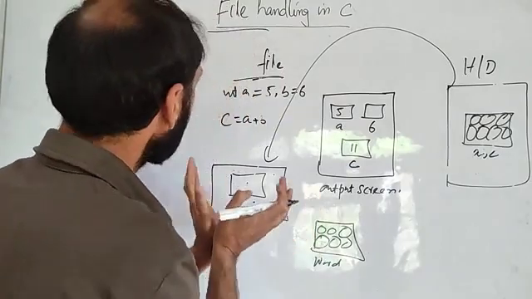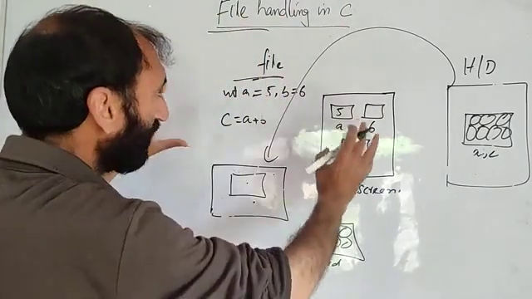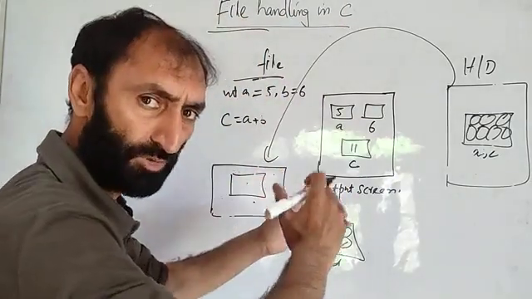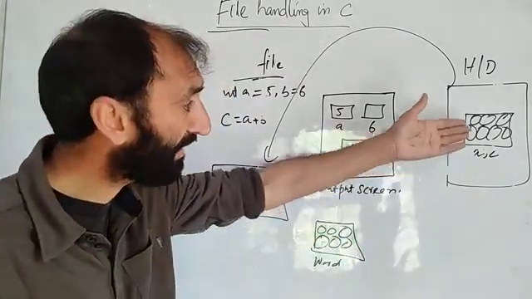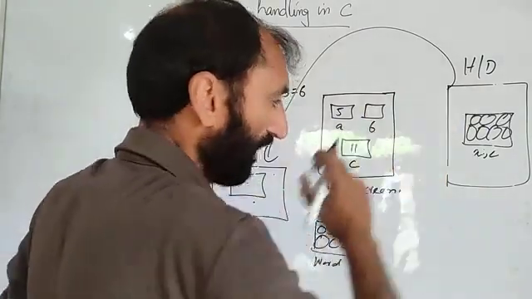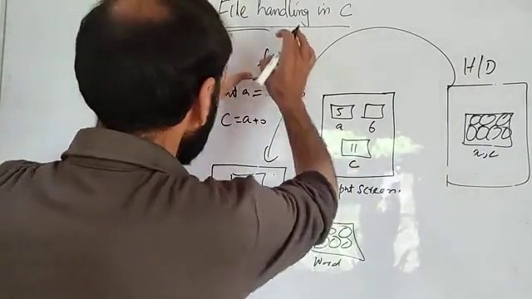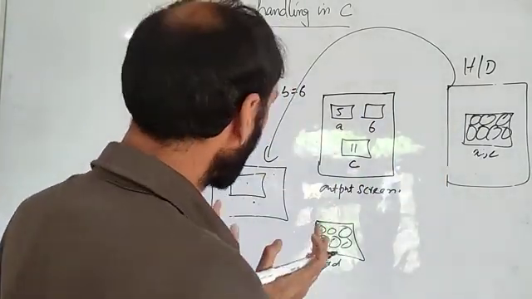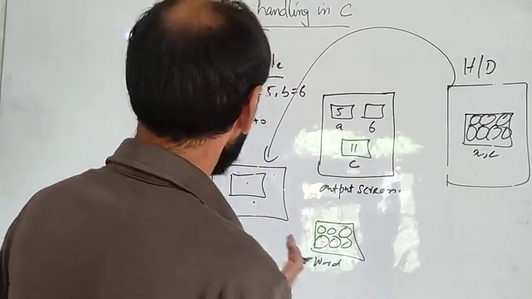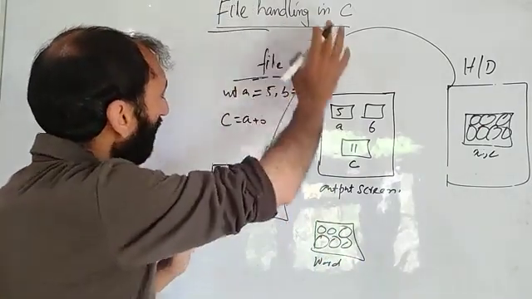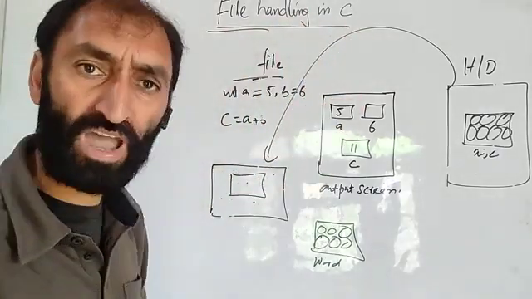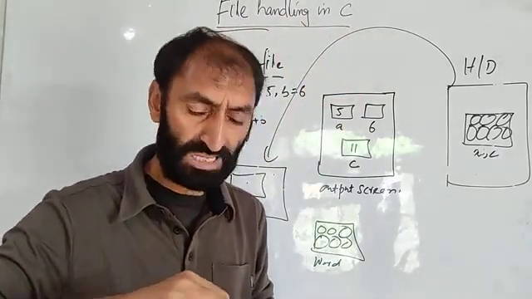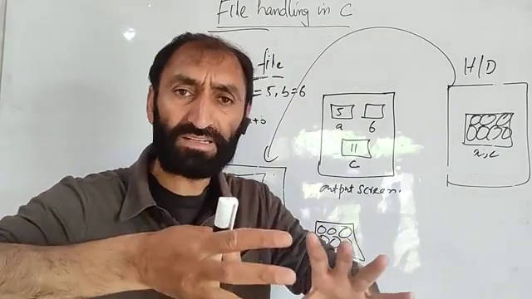So we know what file handling is. File handling is the process of handling the files, working with the files, or you can say managing the files in the hard disks. That is called file handling. Now I hope that you know what a file is and why we need file handling. We need file handling in order to save the data, in order to store the data permanently.